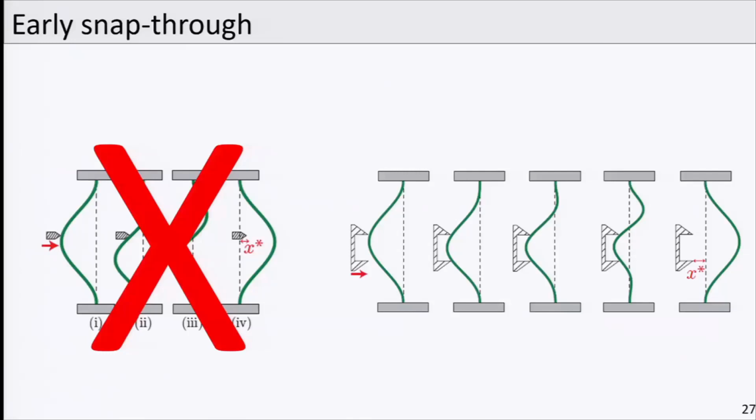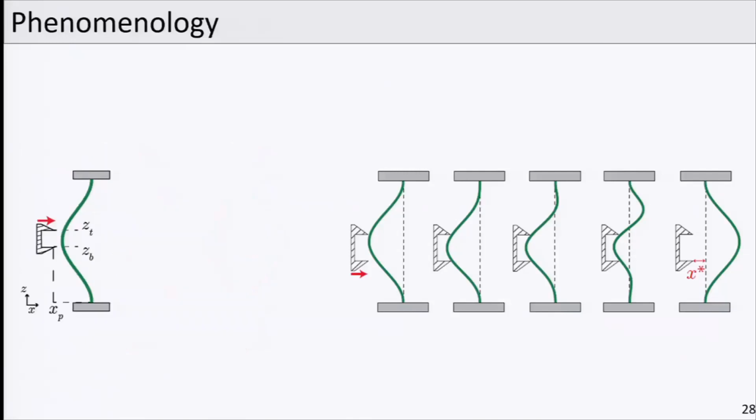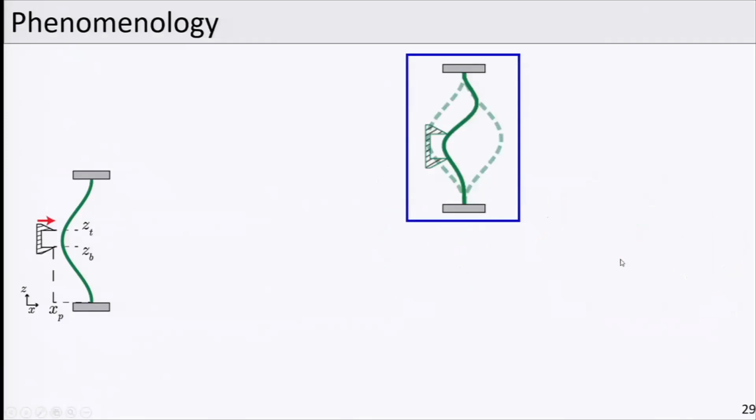One thing interesting to notice also is that even though it's not a super complicated problem, the phenomenology is fairly richer than we expected. It turns out that you can snap through as is represented here. We're following this scheme. That's a one-step snap through.